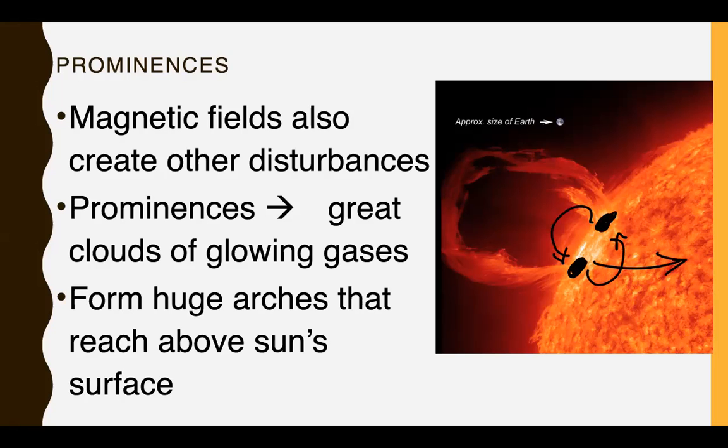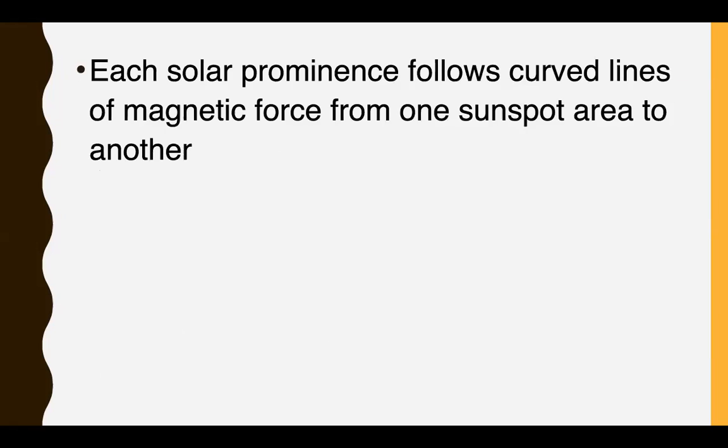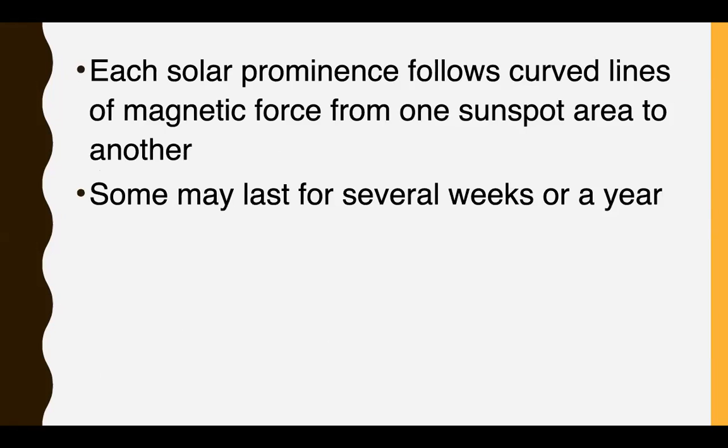A prominence is just a huge arch of gas that kind of explodes out from the surface and then eventually falls. Again, they follow a curved magnetic field from one sunspot to another. Prominences can last for weeks up to a year.